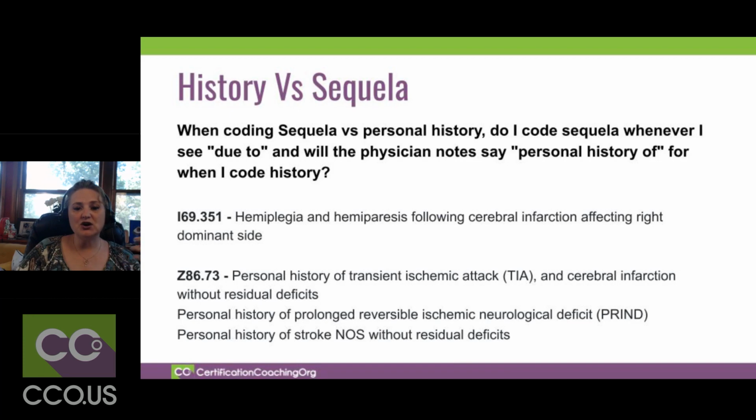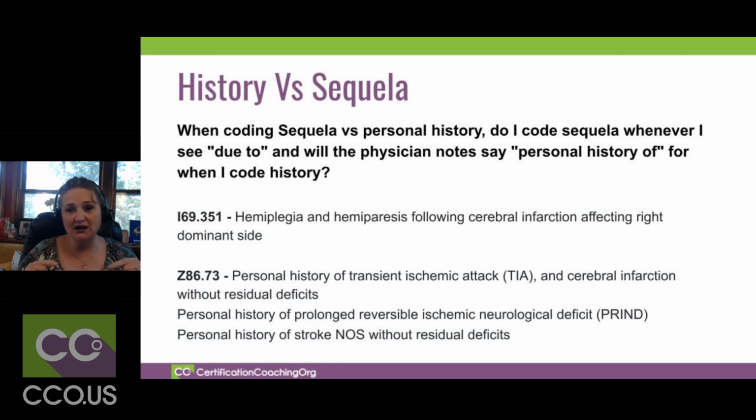The question was, when coding sequela versus personal history, do I code sequela whenever I see "due to," and will the physician's note say "personal history of" when I need to code a history? Well, I'll tell you what, they're not necessarily going to. They may or may not put personal history. So I don't want to confuse you and say, oh, yep, they'll always say personal history or family history.